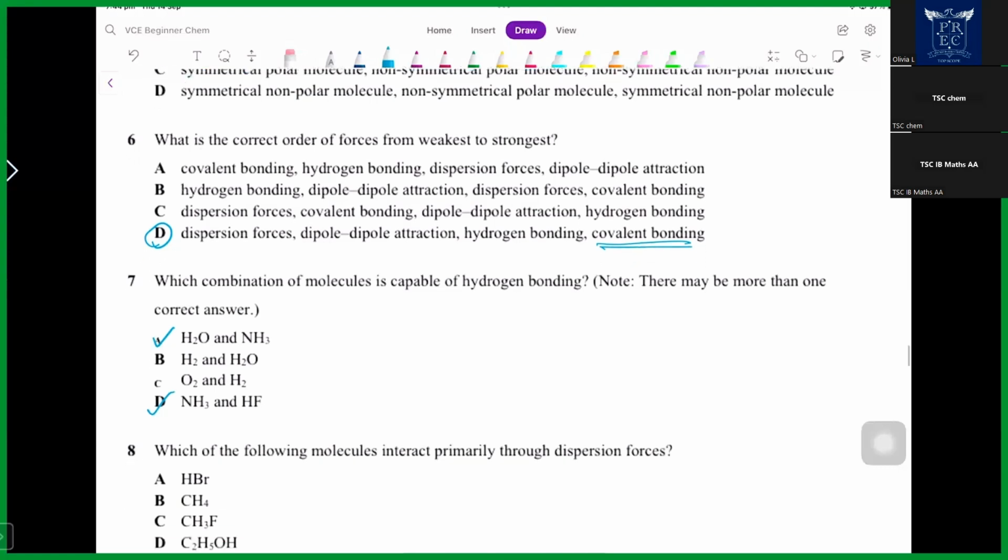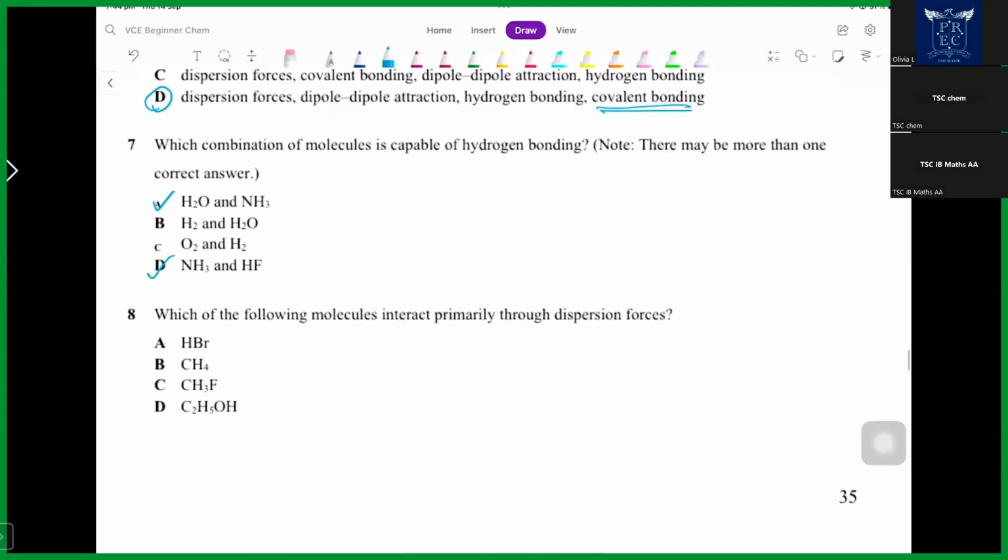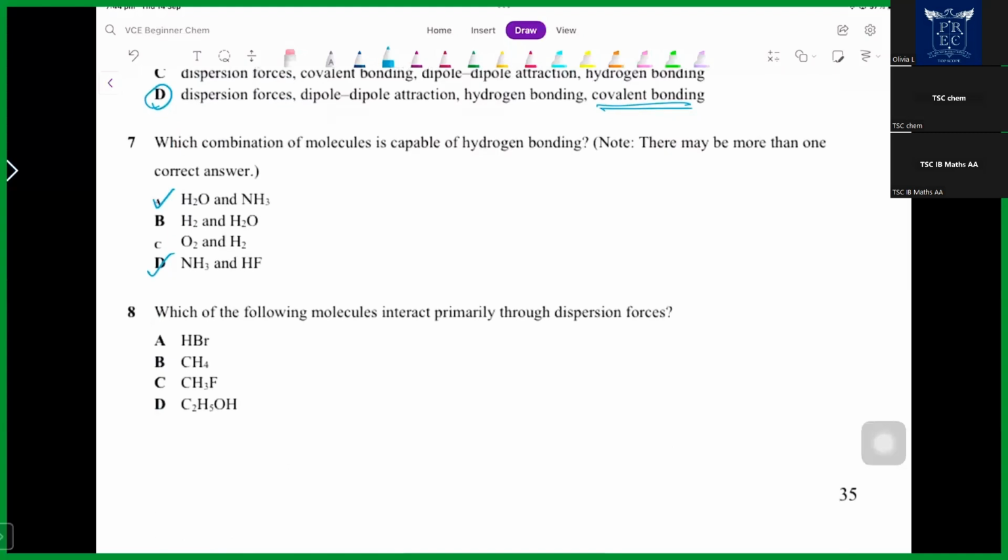Okay. Which of the following molecules interact primarily through dispersion force? Anyone have an answer for 8? B? Yeah, it's only B. This one is polar. This one has hydrogen bonding. This one has hydrogen bonding. This one is a hydrogen bond. This one is a hydrogen bond. This one is polar, so dipole attraction.